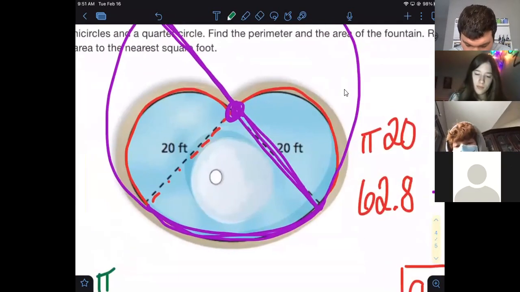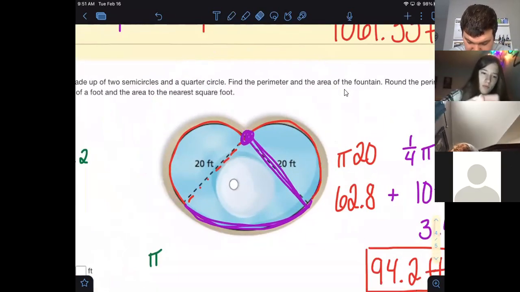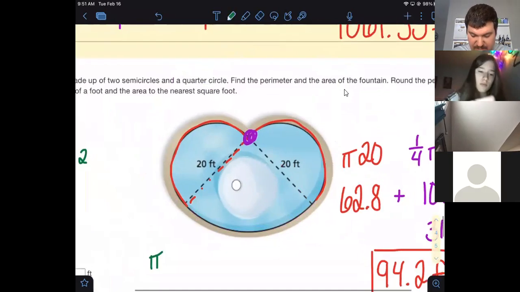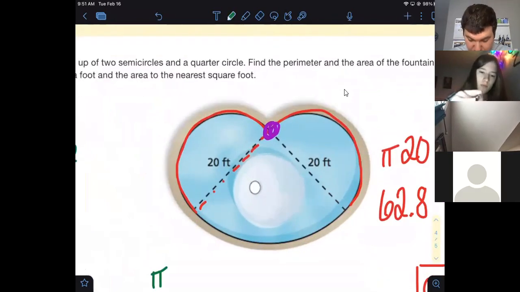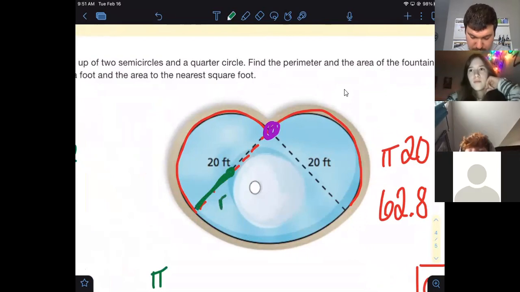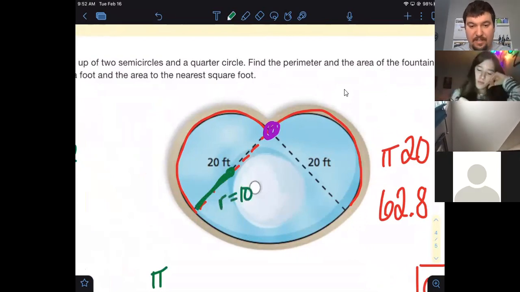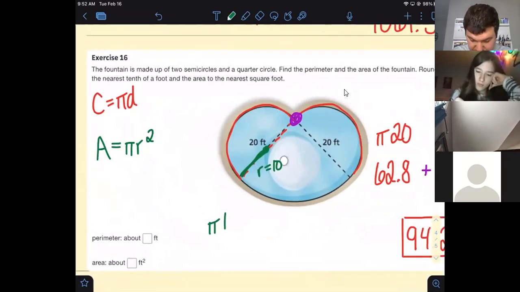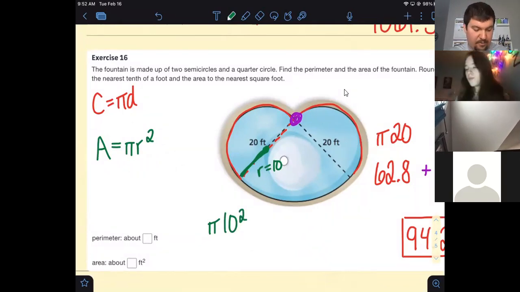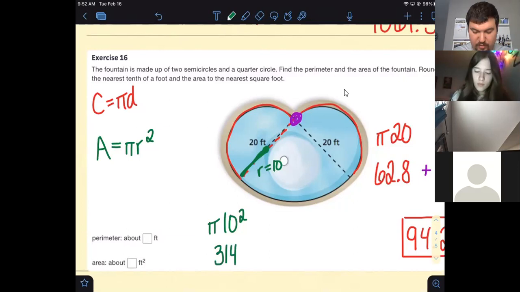Now, I'm going to erase the purple for a second. The diameter of the semicircle was 20, but the radius of the semicircle is going to be half of that. Can someone tell me what half of 20 is? 10. Good. So the radius of our two semicircles is going to be 10. So pi times 10 squared, using my area formula, because I have to use the radius when I'm finding area. And so 10 times 10 is 100, and 100 times 3.14 is just going to be 314. Move the decimal over twice. So that's the area of both of the semicircles.